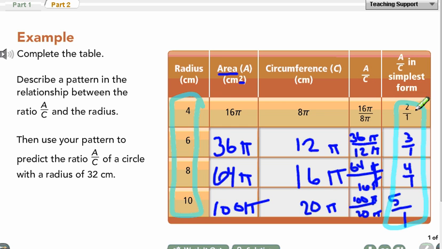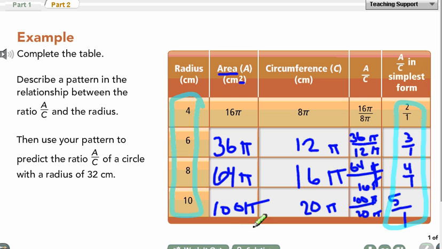We have 2 over 1. We could say this is just 2 also. And this is 4. We have 3. We have 6. This is 8. This is 4. This is 10. This is 5. So when we place our area over our circumference as a ratio, we're getting a 2 to 1, right? We're getting that the radius is going to be twice as much as the ratio of area to circumference. So we can predict if we've done our math right.